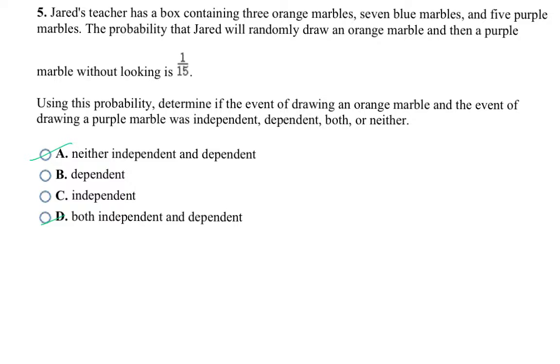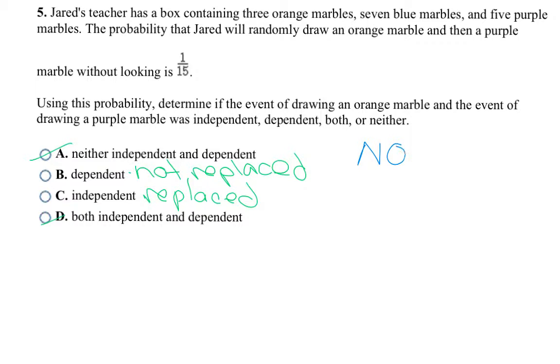What I'm basically looking for is, if it was dependent, the marble was not replaced the second time, and if it's independent, it was replaced. So I just need to calculate the probability of both of those. So first let's do B, it not being replaced. So I'm looking at drawing an orange marble first and then drawing a purple marble.